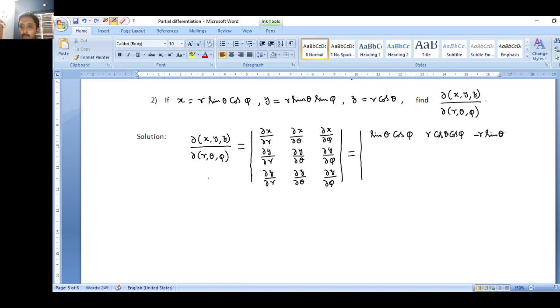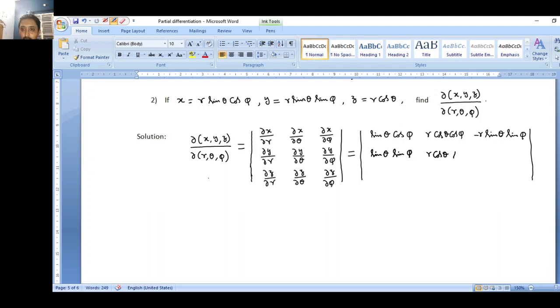Okay. Now the last row, dou z by dou r. Dou z by dou r is going to be just cos theta. And dou z by dou theta will give you minus r sin theta. And dou z by dou phi: z doesn't have phi, because of which it is 0 here. Now can you simplify this a little further before you expand the determinant as such?